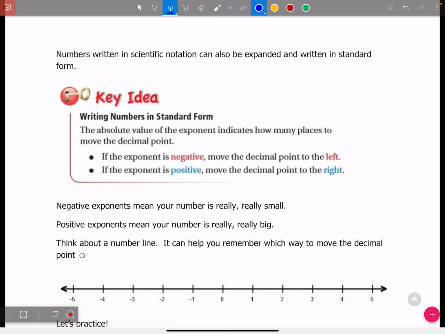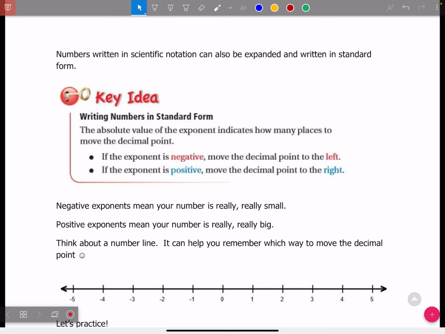So we know that when we have numbers in scientific notation, it's kind of a shortened version of what our actual number is in standard form. So let's talk about how to write numbers that are currently in scientific notation into standard form. So maybe sometimes they're a little bit more easy to understand or more applicable to the situation that we're in.